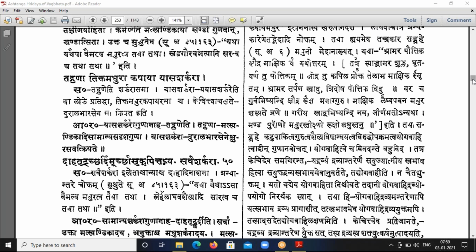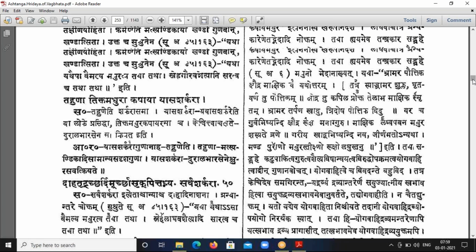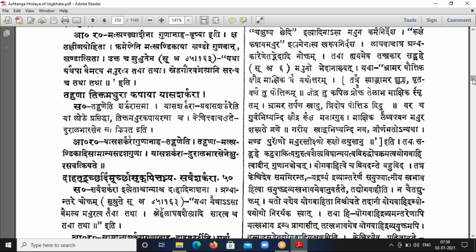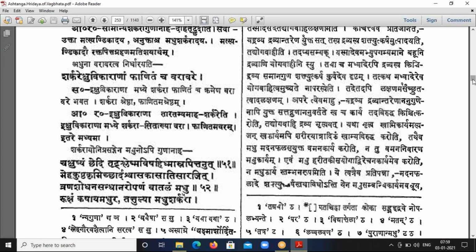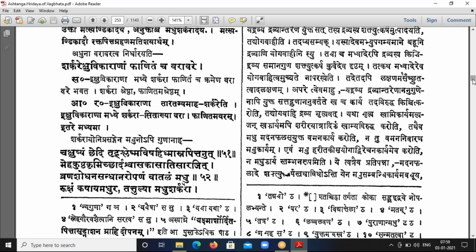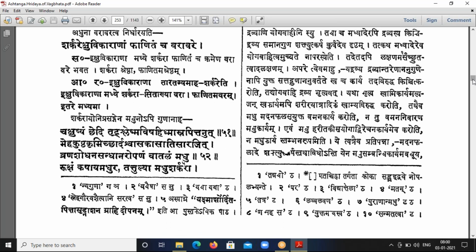Then concluding, Sharkare Ikshuvikaranam Bhanidam cha Varavare. Ikshuvikaranam Sharkara Bhanidam cha Varavare. Sharkara, the Sita, is considered as the Varam, the best. And Bhanidam is considered as the Avaram, the least preferred. The first one is the most preferred, and the Bhanidam is the least preferred.